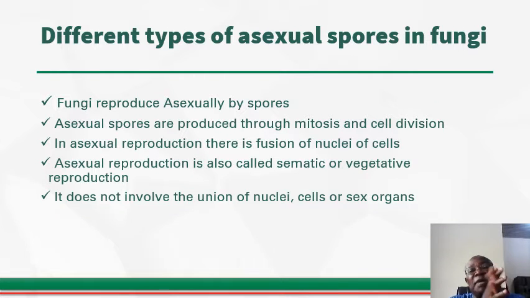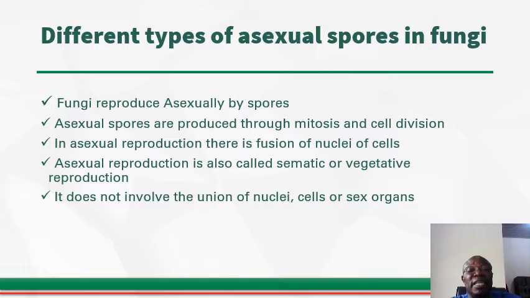There are different types of asexual spores in fungi, which we are going to look at. The fungi reproduce asexually by spores, as I've said, and the asexual spores are produced through mitosis and cell division.